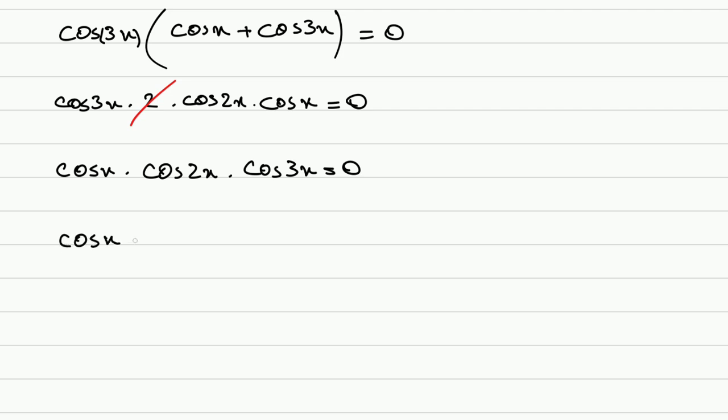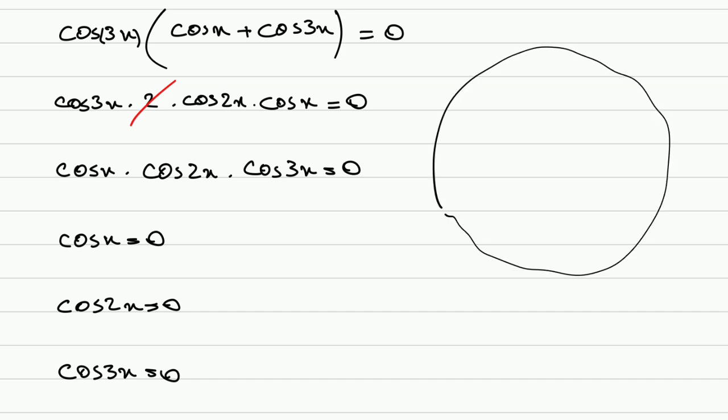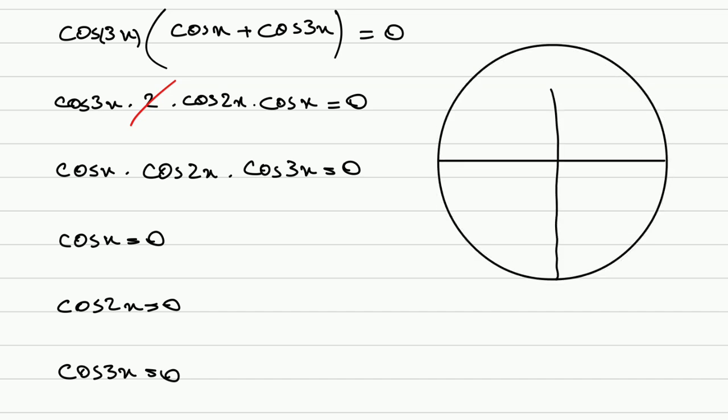Okay, now we have 3 cases. First case, cosine of x equals 0. For the second case, cosine of 2x is 0. In the third case, cosine of 3x equals 0. And let's have a unit circle here to show the answers in a better way.